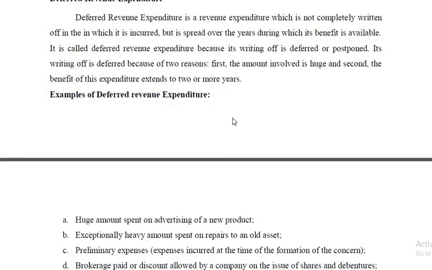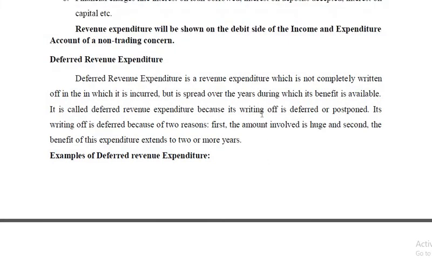Normally revenue expenditure will be written off within a year because the benefit does not extend beyond 1 year. Whereas deferred revenue expenditure means when you look at that, that appears to be revenue expenditure, but its benefit will not be exhausted within a single year. So it extends for more than 1 year, maybe 2 years, 3 years, 4 years, etc.